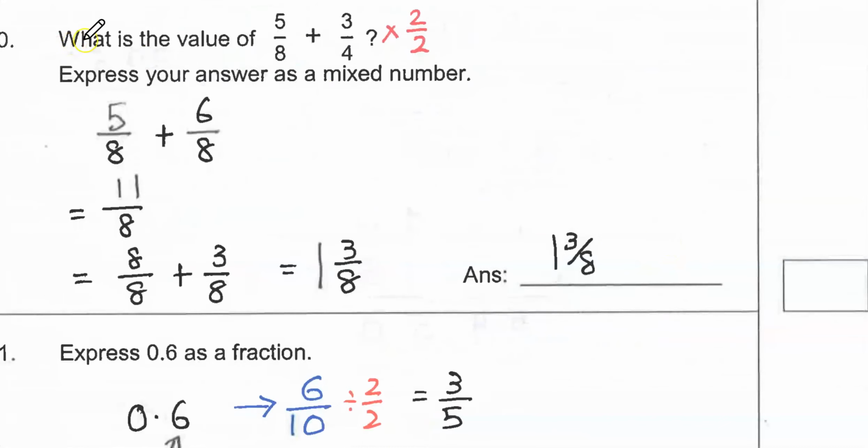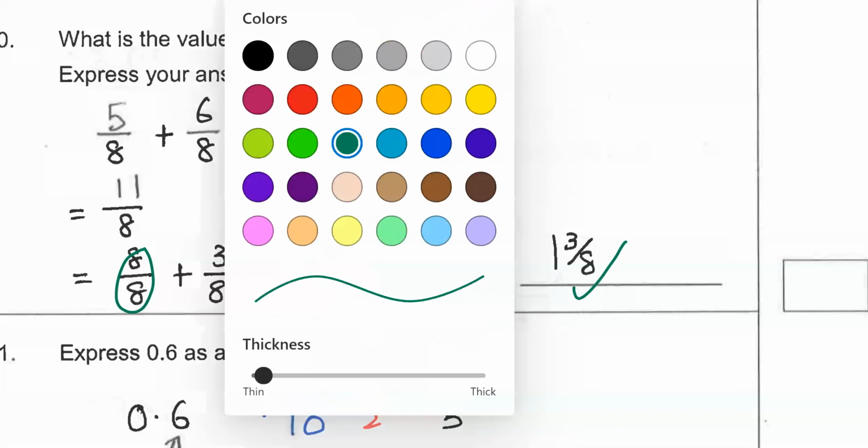Question 20. What is the value of 5 out of 8 and 3 out of 4? Look at the denominator. You can change 4 into 8 by multiplying by 2. Now you deal with denominators 8 and 8. So 5 plus 6, 11. 11 out of 8, all you have to do is break it into a mixed number. So the answer is 1 whole 3 over 8. Right, let's carry on to the next one.